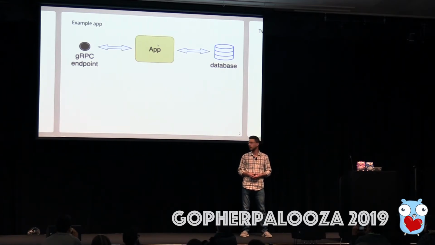So let's look at an example app. This app does simple things. It takes data from a database and exposes this data to the client through a gRPC service. This service has only one method.